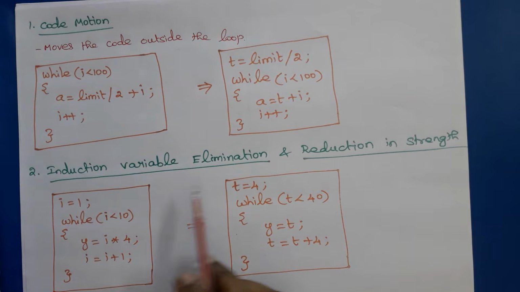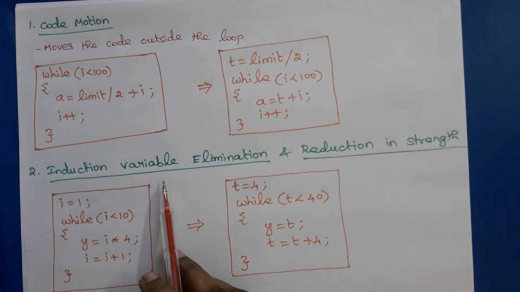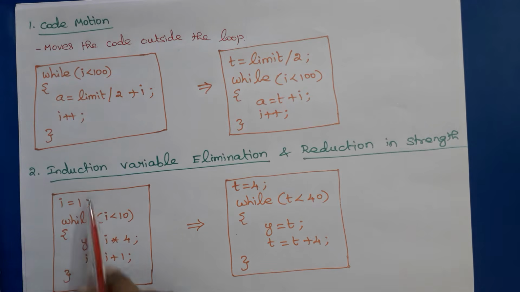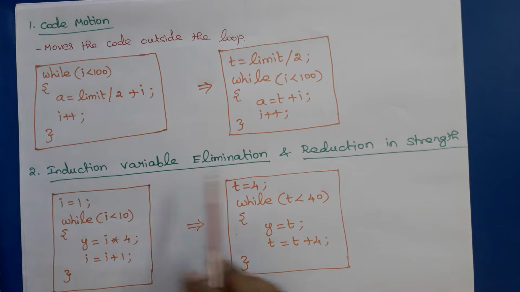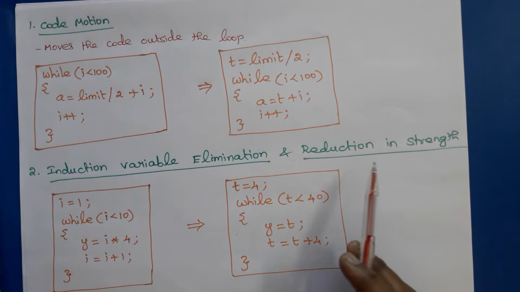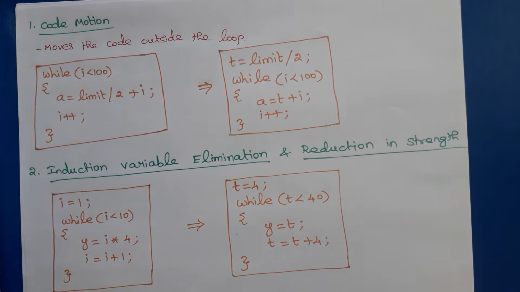Next one is induction variable elimination and reduction in strength. Induction variable means the loop control variable. In this example, I is a loop control variable. It is initialized as 1 here. The condition is checked with the I value and it is incremented every time. So this type of induction variable should be eliminated. And reduction in strength means expensive operations must be replaced by cheaper operations, like multiplication can be replaced by addition, etc.